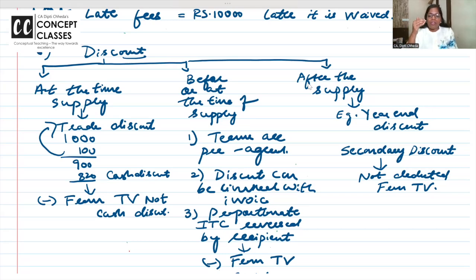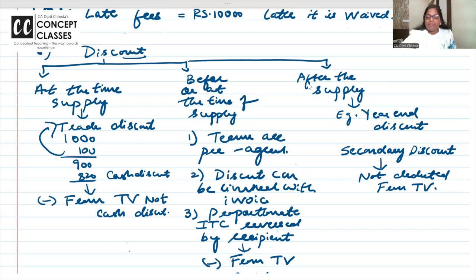And when I am giving you additional discount, you are also reversing your purchases. So I'm saying in 800, 100 rupees more, I'm giving you discount, 700. So you are also reversing the purchases, right? And the proportionate ITC is also reversed on the purchases.